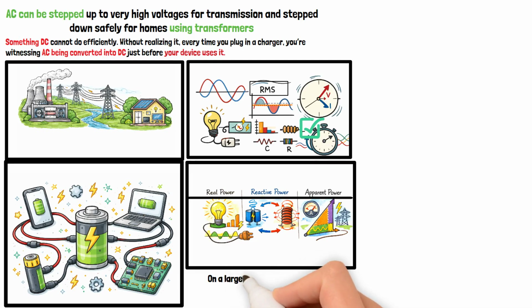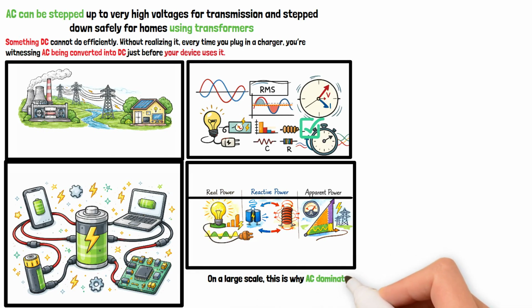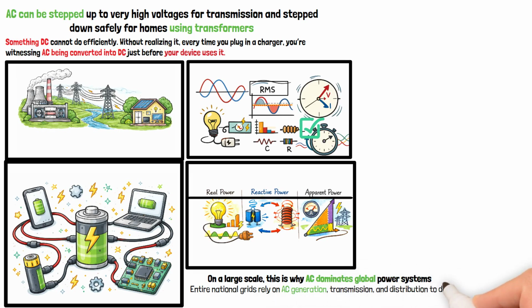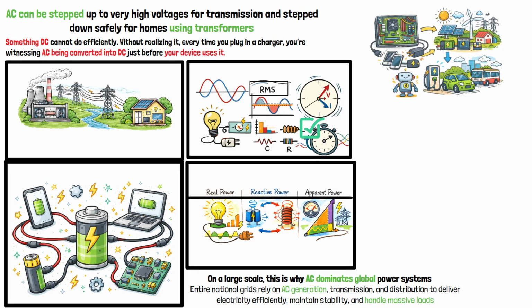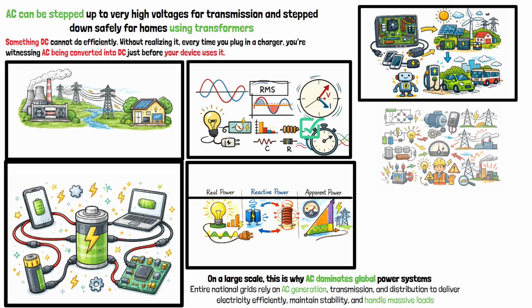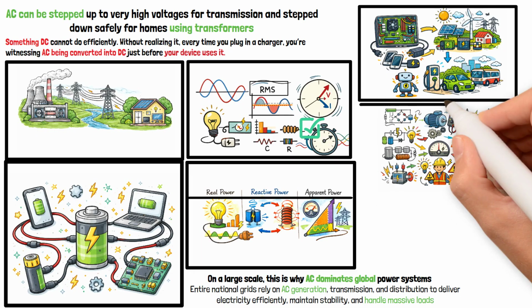On a large scale, this is why AC dominates global power systems. Entire national grids rely on AC generation, transmission, and distribution to deliver electricity efficiently, maintain stability, and handle massive loads. Industries, data centers, railways, and cities all depend on careful management of AC power, while DC quietly operates inside electronic devices, renewable energy systems, and electric vehicles after conversion.